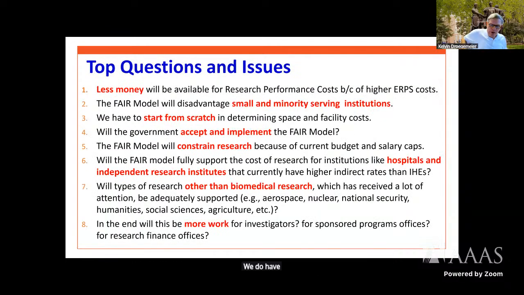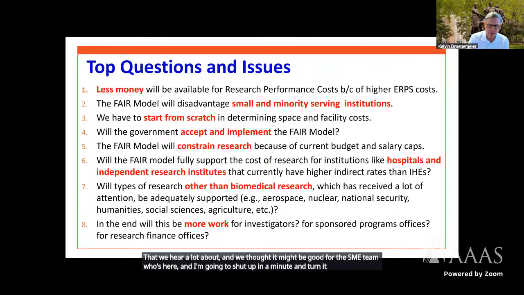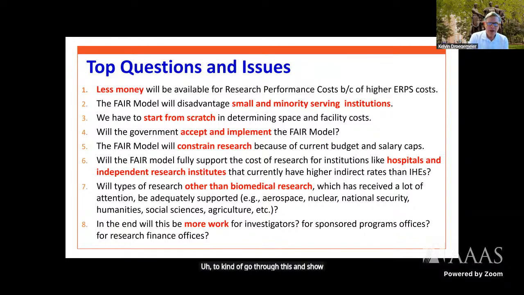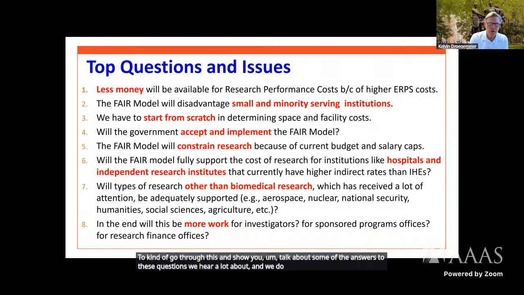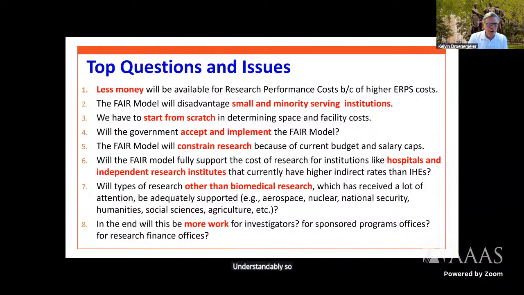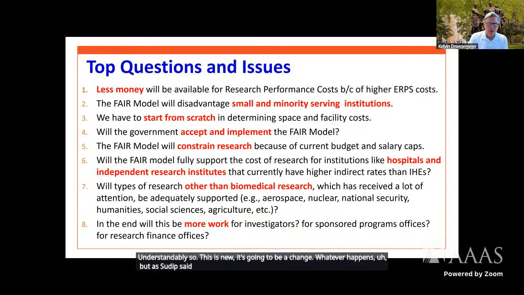So we do have a set of questions that we'd like to put up here that we hear a lot about, and we thought it might be good for the SME team who's here. And I'm going to shut up in a minute and turn it over to them because they're really the experts on this. To go through this and talk about some of the answers to these questions we hear a lot about, and we do think there are points of confusion in the community, understandably so. This is new. It's going to be a change, whatever happens. But as Sudip said, a change is coming. Whether it's this model or something else, we better be prepared for it.